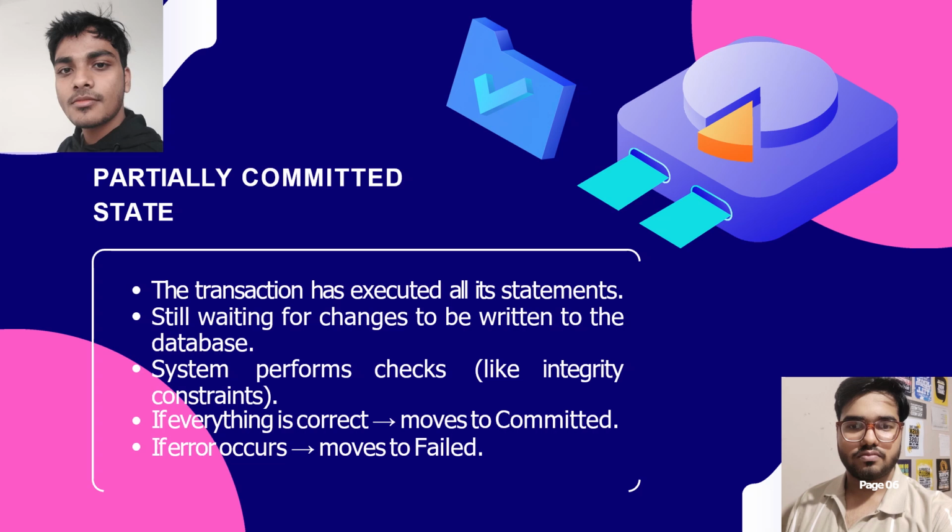Once all statements are executed, the transaction enters the partially committed state. Here, all the results are temporarily saved, and the system checks for any remaining constraints or issues. If all checks pass, it proceeds to the committed state, otherwise, it moves to failed.